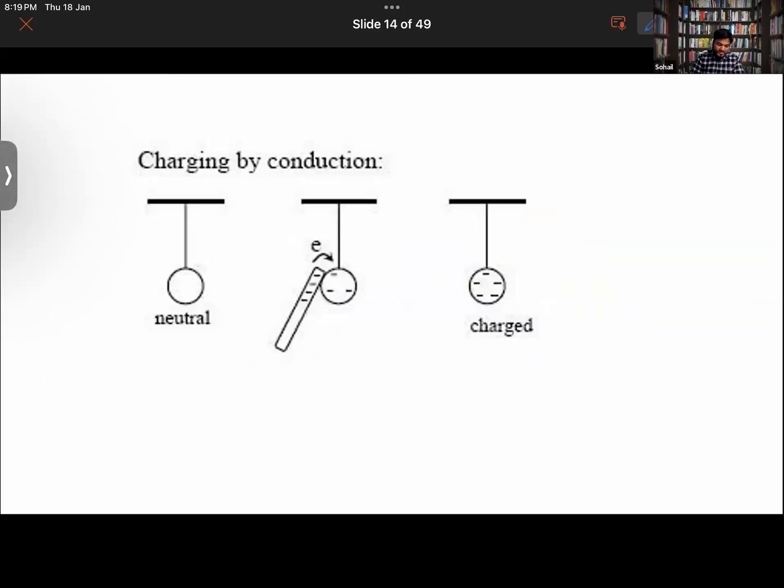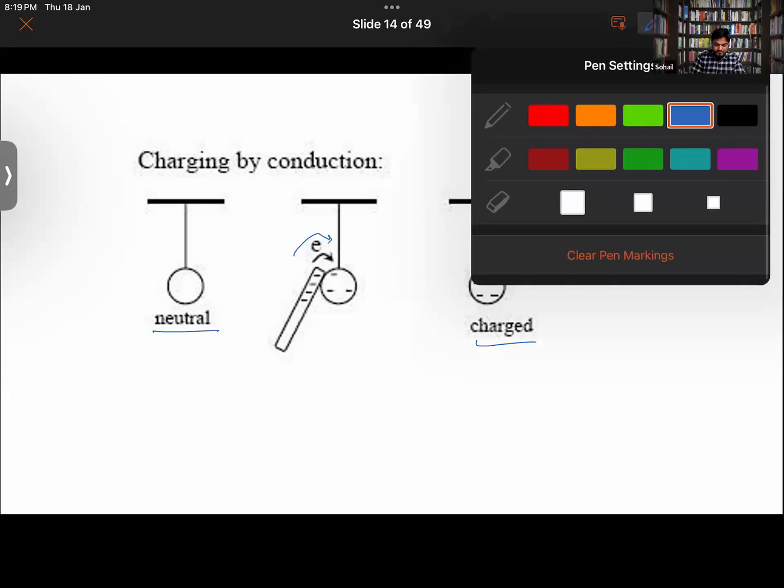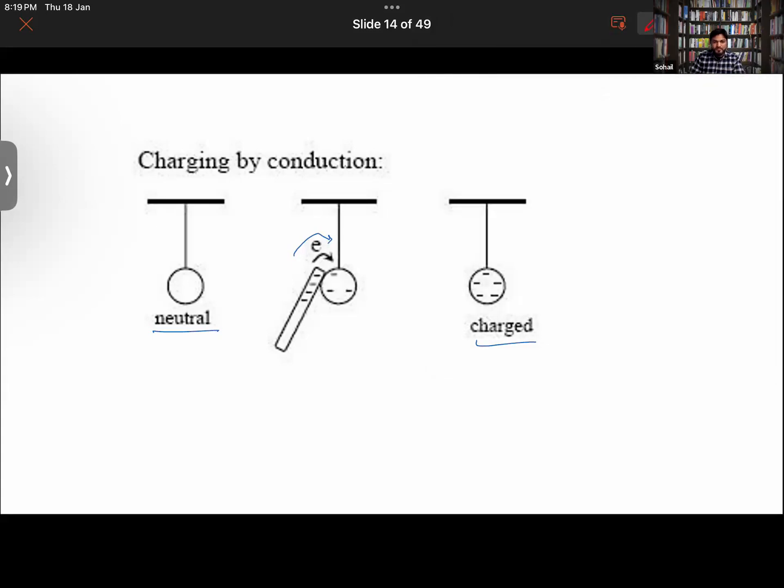Have you looked at this image as well? Right now this is neutral. Some electrons are getting transferred over here, and it is gaining those electrons. Negative charge. Exactly. How many charges are there, by the way? What charges have developed here?